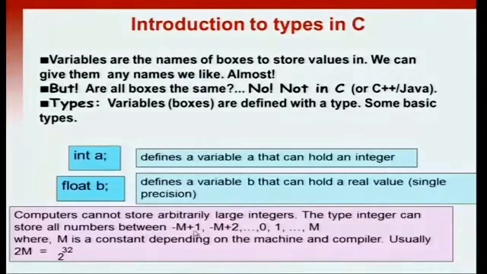Okay, the type integer can store all numbers from -m plus 1 through 0 to plus m. So there will be some large m which defines the upper limit and the lower limit of the particular machine. Now that limit may depend on which particular machine you use. Okay. On a 32-bit machine, 2m will be 2 to the power of 32.